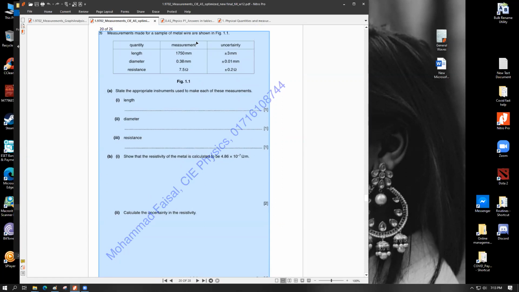Have a look. The value of length is 1750 millimeter. Now 1000 millimeter means what? 1 meter. So if you think in terms of millimeter, this was measured up to about 175 centimeter or 1.75 meter. To make a measurement that is longer than a meter, a convenient measuring equipment should not be a meter rule. It should be a measuring tape.